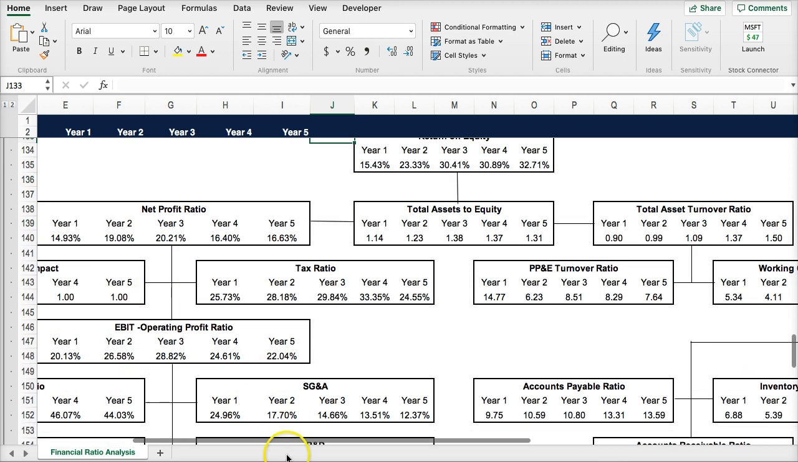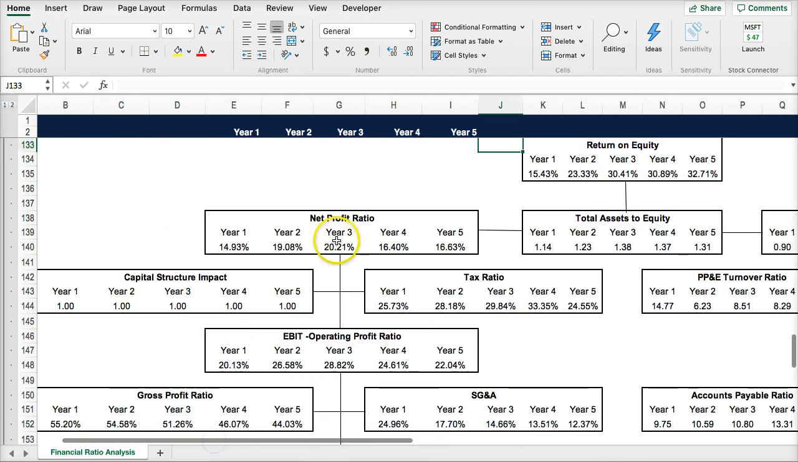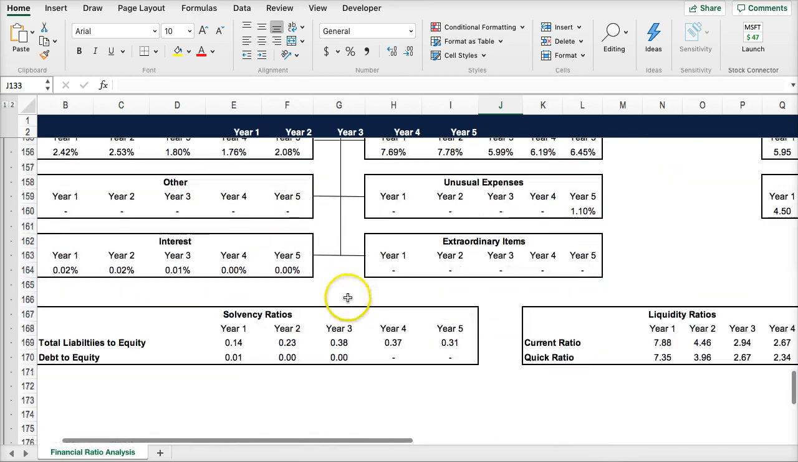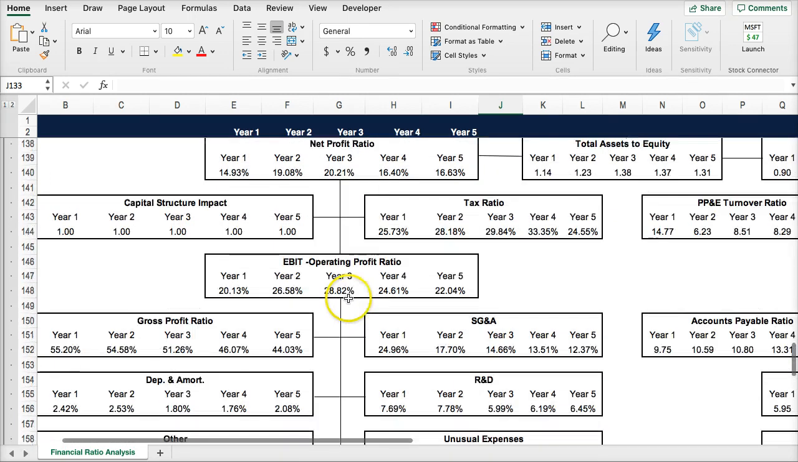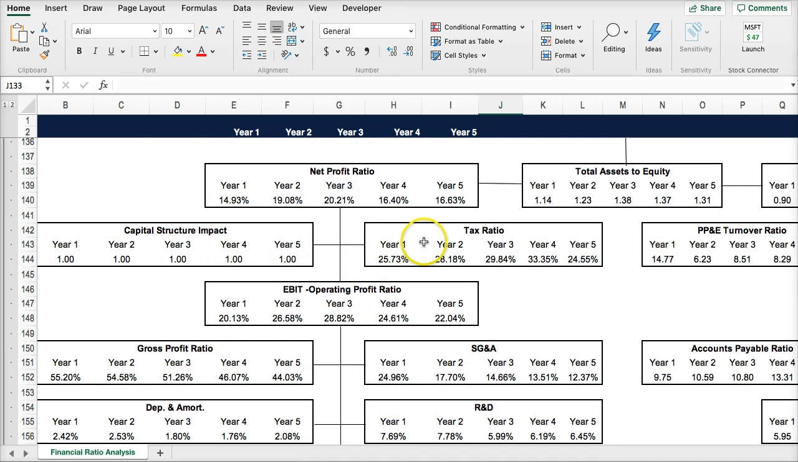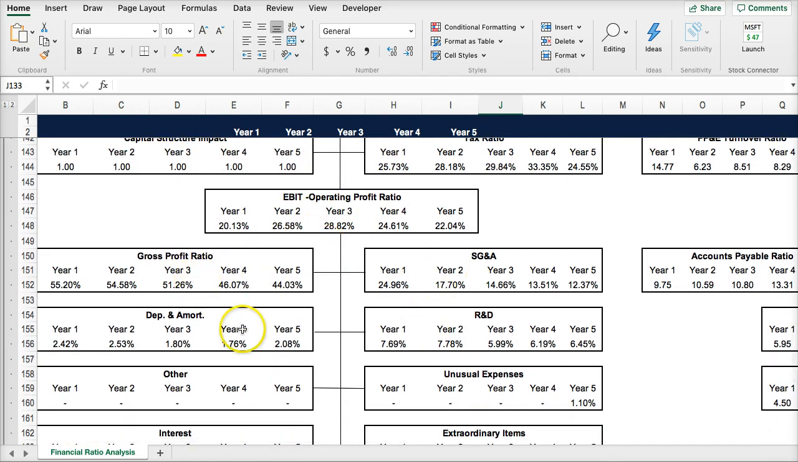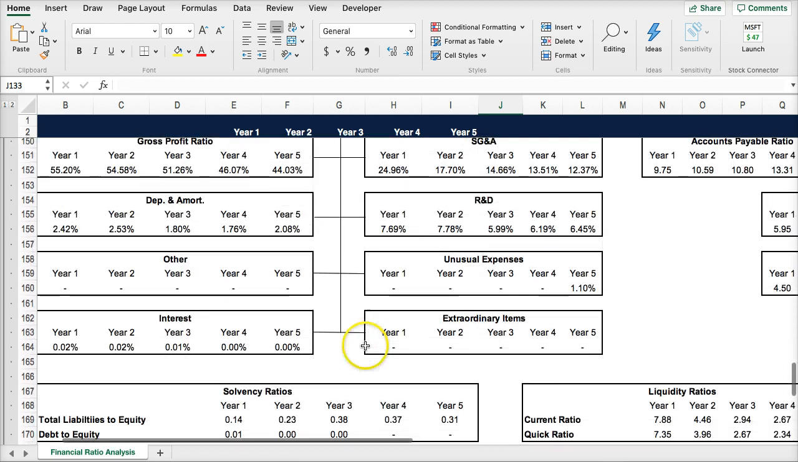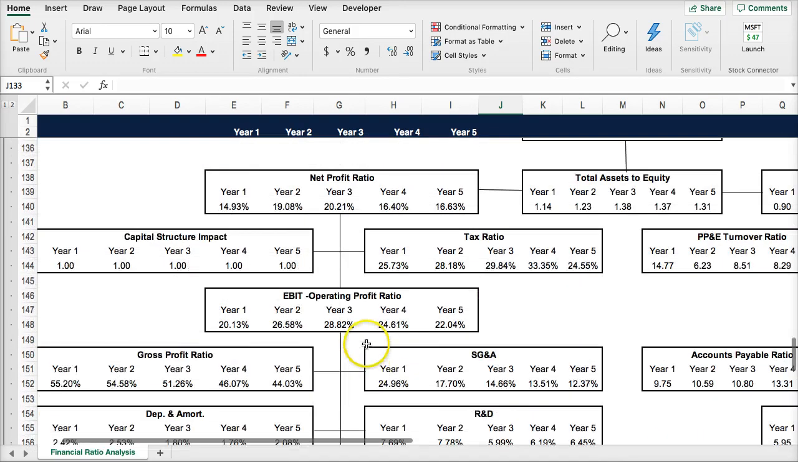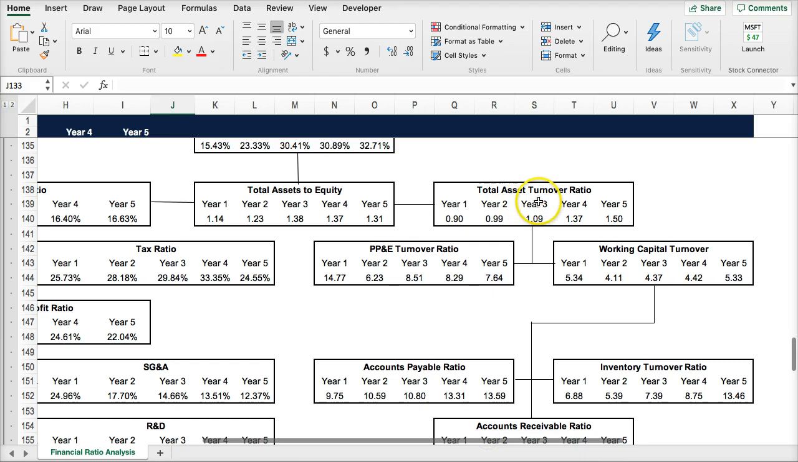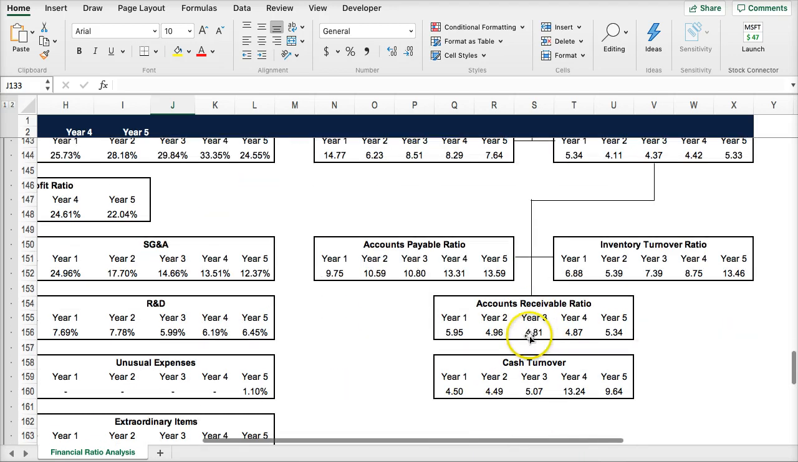So if you're looking at just focusing on the net profit ratio, we could see that this is going to be reflected in this sub-pyramid here, where we could see capital structure, tax ratio, EBIT, gross profit, SG&A, so we can kind of look at everything influencing the net profits, and then we can look at everything influencing the total asset turnover on the other side.